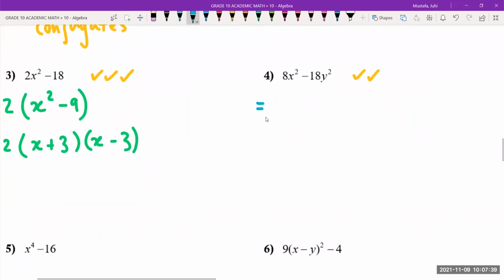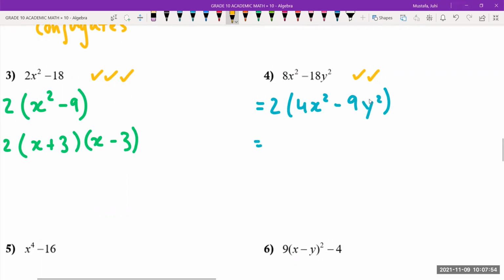So that should always be your strategy. If you notice that, don't panic. If there's an 8 and 18, it just means you're going to take out the greatest common factor of 2. We'll be left with 4x squared minus 9y squared.